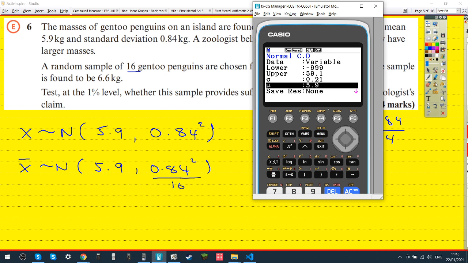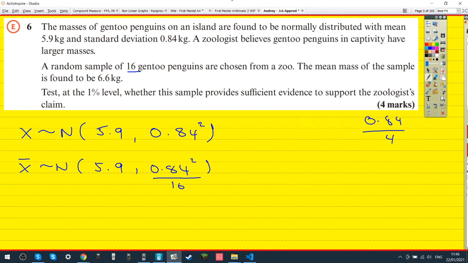Okay, what is lower, what is upper? Lower minus 999. Upper, is it now going to be 5.9? Mean is 5.9. 6.6, sorry. So I believe it's going to be the other way around. I believe lower will be 6.6, upper 999. Let me see.